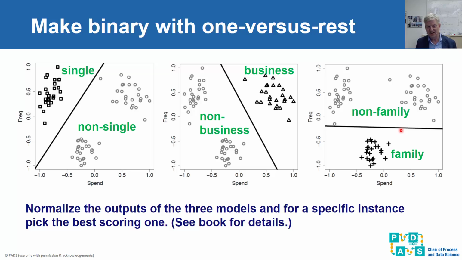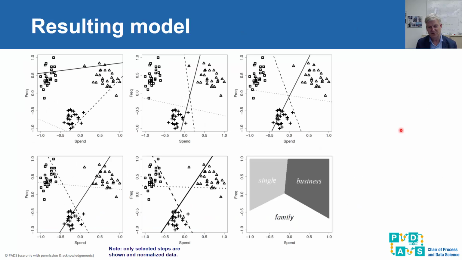And you can see that it is fairly easy, although for details I refer to the book. It is fairly easy to then combine all of these results and pick the best scoring class. So that gives us the possibility to solve this.